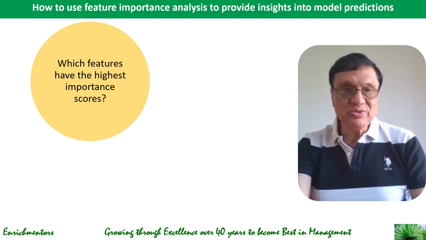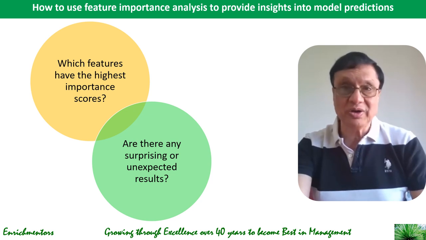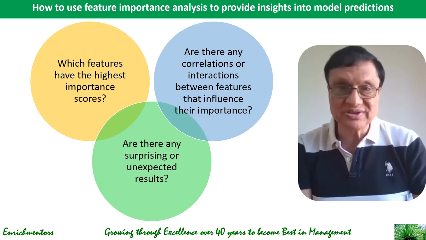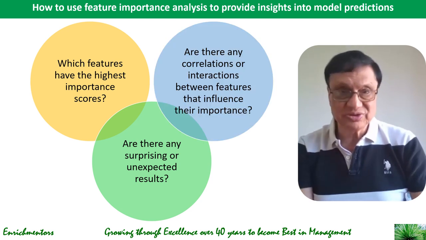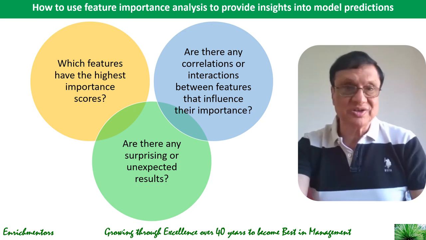The second thing that you can ask is, are there any surprising or unexpected results? For example, are there features with low importance scores that were expected to be important? Then the last thing you can ask is, are there any correlations or interactions between features that influence their importance? So like this, you can interpret the insights by asking these questions.